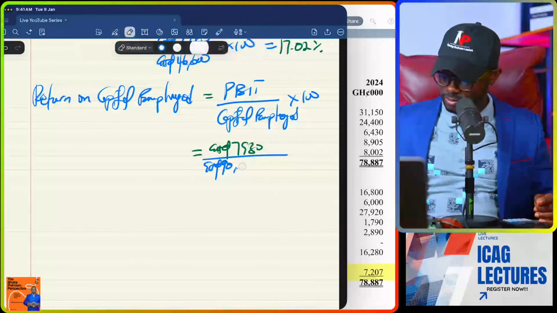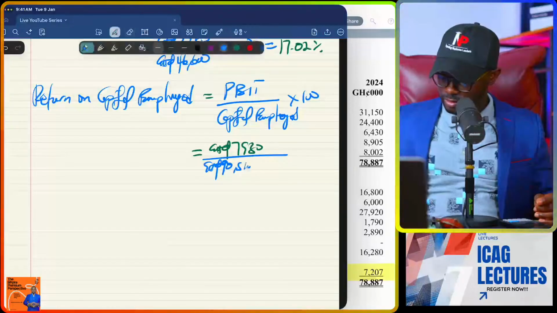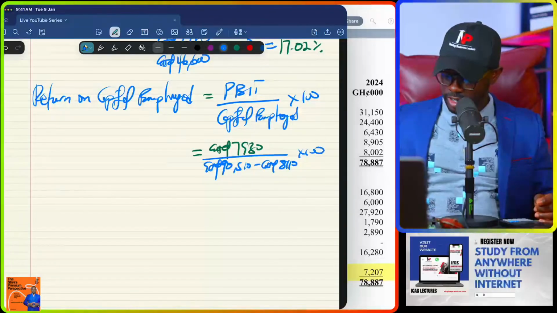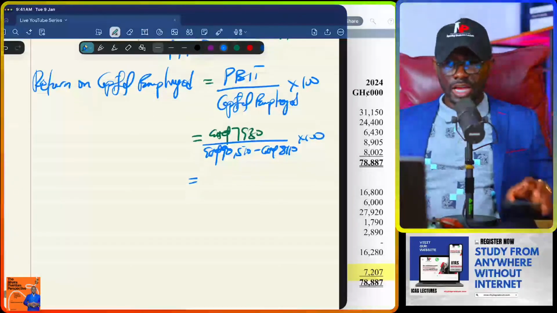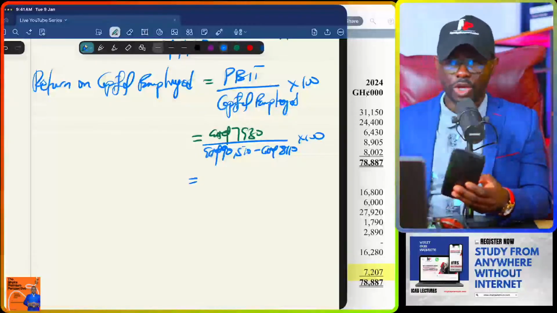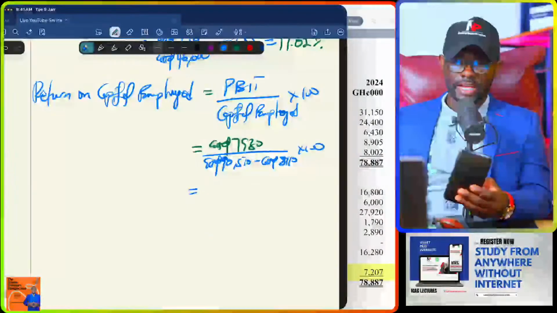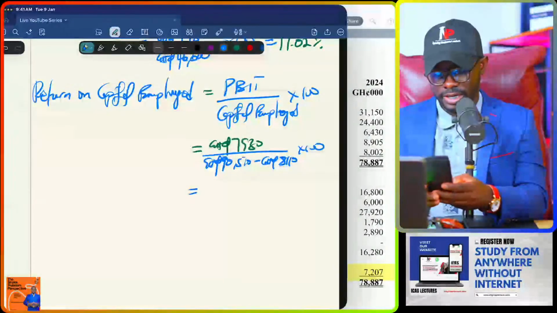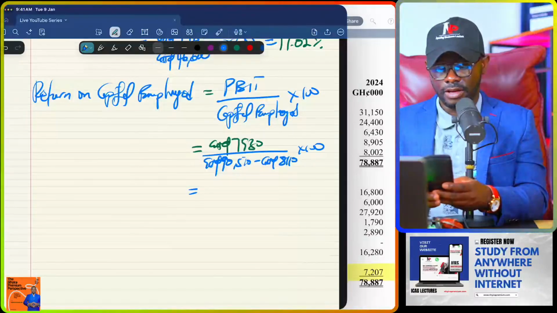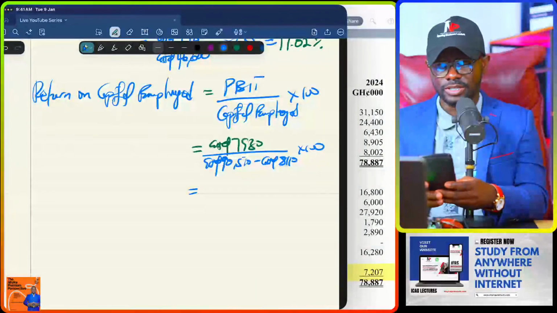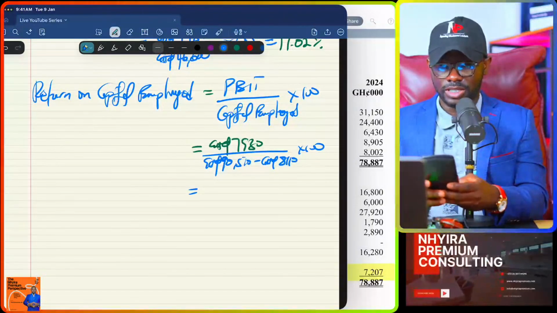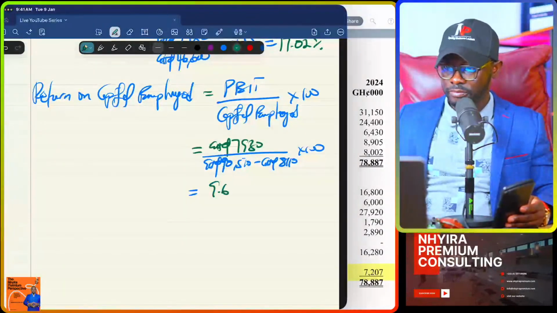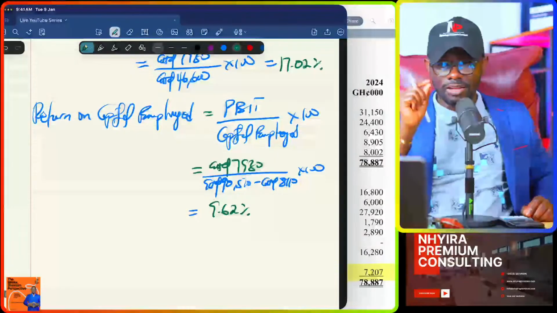90,510 minus 8,110 times 100. So we punch that out to get our answer. We could have worked for the capital employed, but it's not rocket science, so we just jump it up and go away. 7930 over 90,510 minus 8,110 multiplied by 100, and that is 9.62%. So that is return on capital employed.